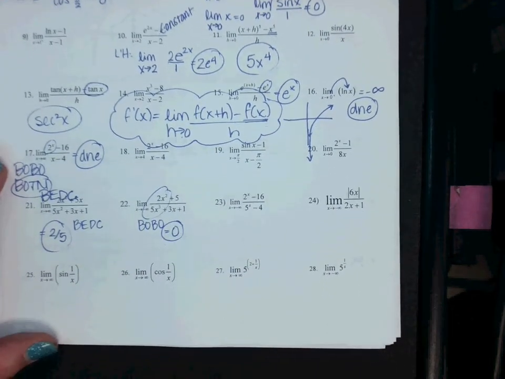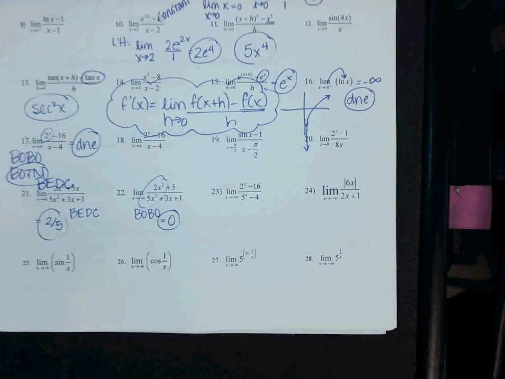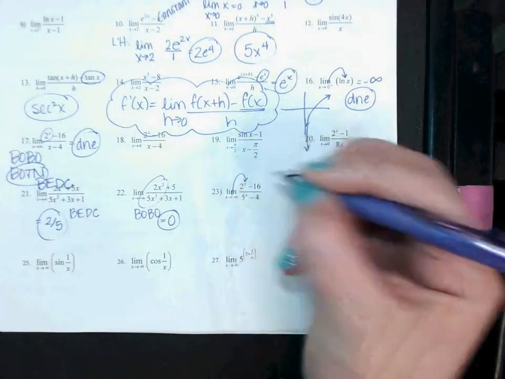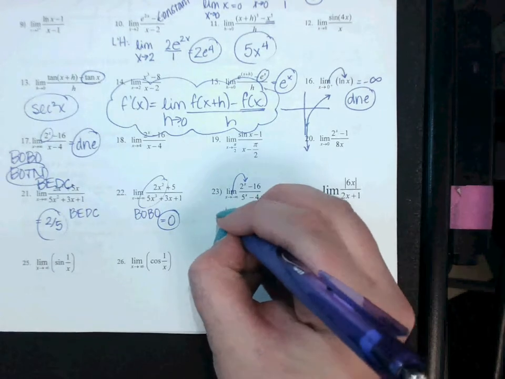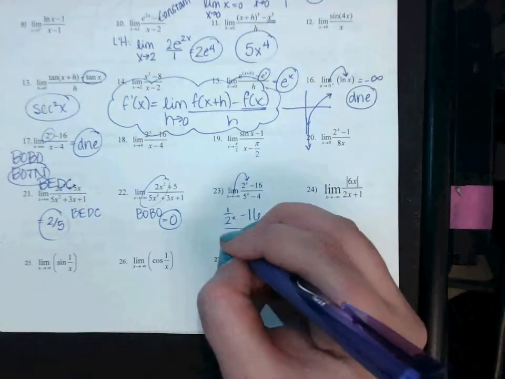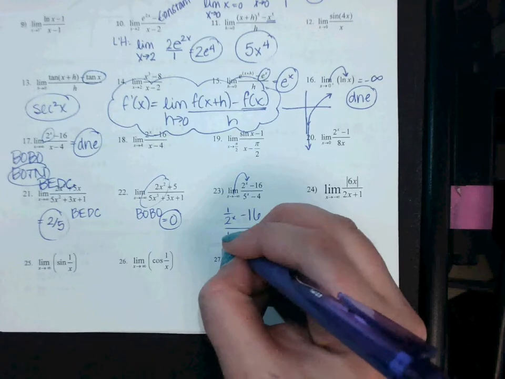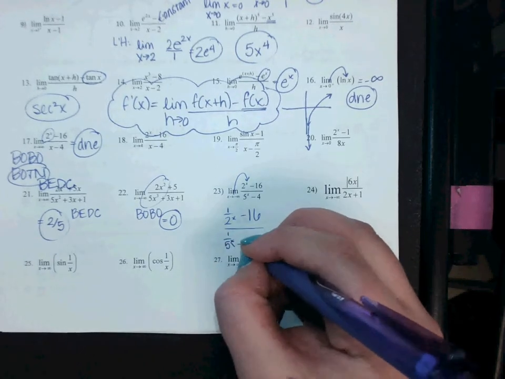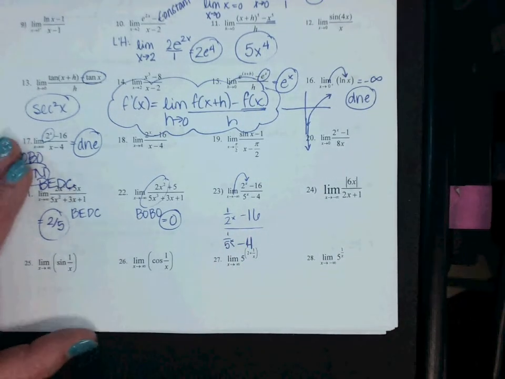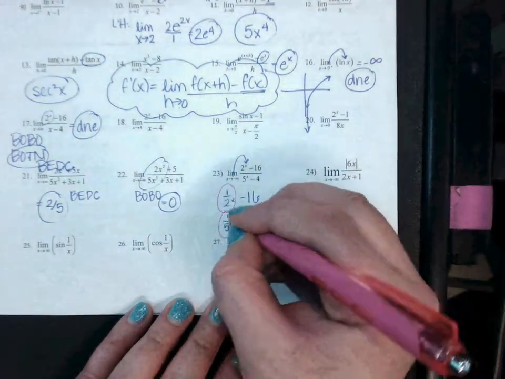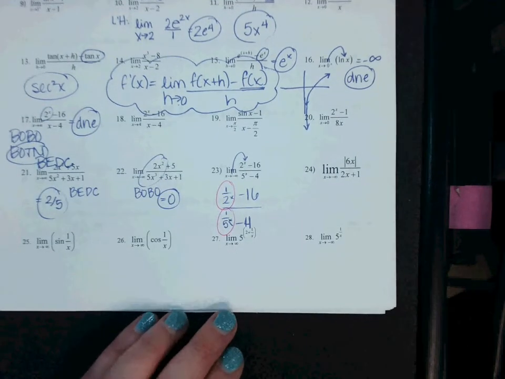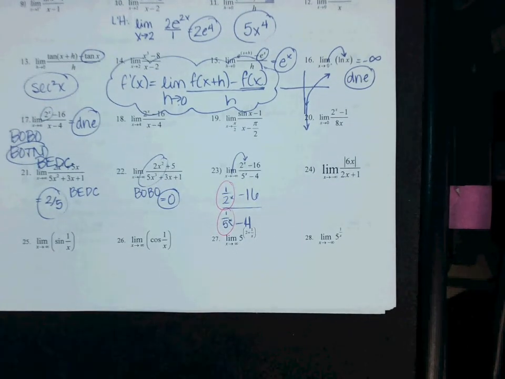Okay, let's look at 23. Do you remember what happens when you plug a negative infinity into an exponential? So it'd be 1 over 2 to the x minus 16. 1 over 5 to the x minus 4. So whenever you have an exponential and x is going to negative infinity, you have to turn those guys into fractions and then Bobo, Botten, Betsy them. So 1 over 2 to the x, what does that go to?